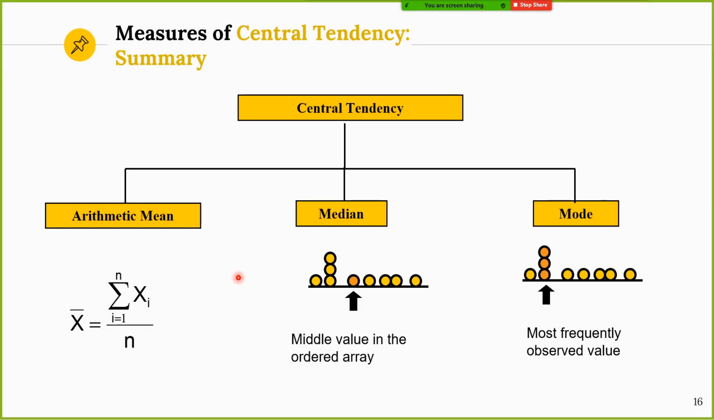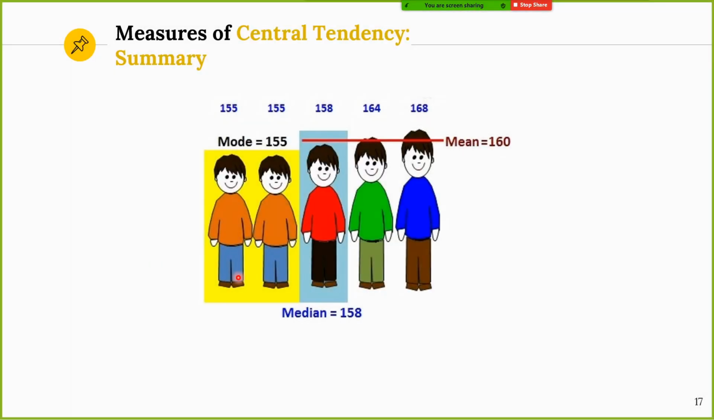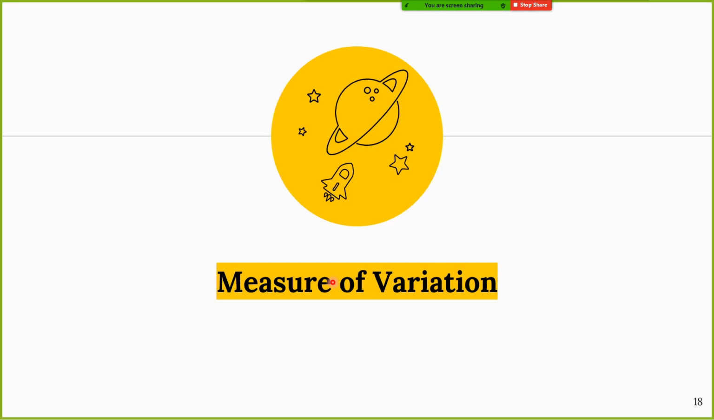So let's continue. This is the summary for the central tendency. You can see we have all the people here, 5 people. You can see the mean. The mode is the most frequent number. The median is the middle. Okay, so let's continue. The next is measure of variation.